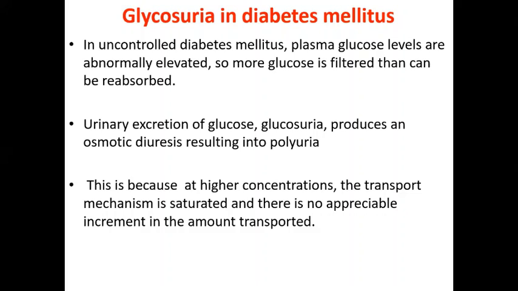So in uncontrolled diabetes mellitus, plasma glucose levels are abnormally elevated. So more glucose is filtered than can be reabsorbed. The amount of glucose being filtered is more than what can be reabsorbed, so the urinary excretion of glucose will increase, which is called glucosuria. Glucosuria produces an osmotic diuresis resulting in polyuria. The glucosuria will attract water molecules and then there will be polyuria as well. This is because at a higher concentration, the transport mechanism is saturated and there is no appreciable increment in the amount transported. Once they reach saturation, or T maximum, the extra glucose won't be reabsorbed.